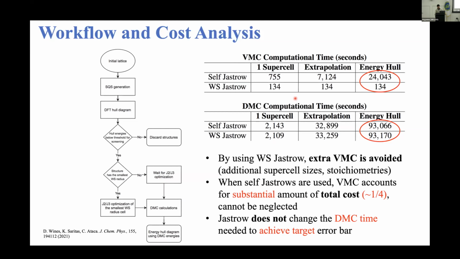So we did a cost analysis of this, and we found that when the self Jastrows are used, the VMC accounts for a substantial amount of the computation time to optimize those parameters. So about 1/4, which is pretty significant if you wanted to scale this up, instead of picking 4 or 5 points, to doing this for hundreds of points. And it does not change the DMC time needed to achieve the target error bar.